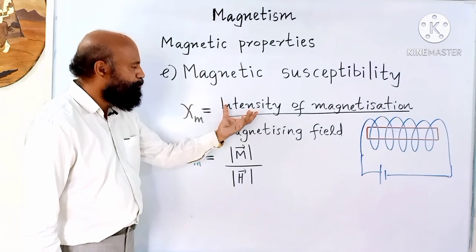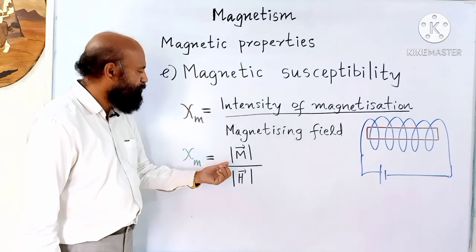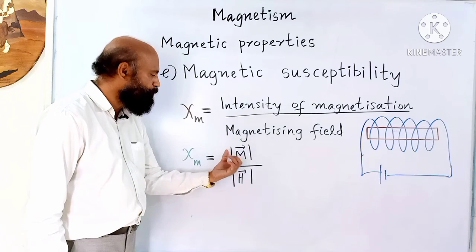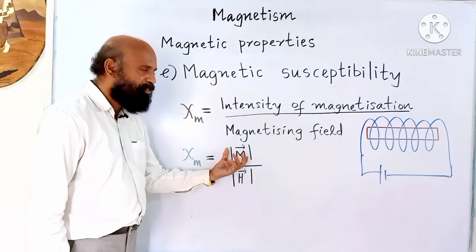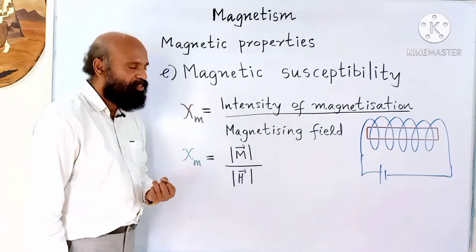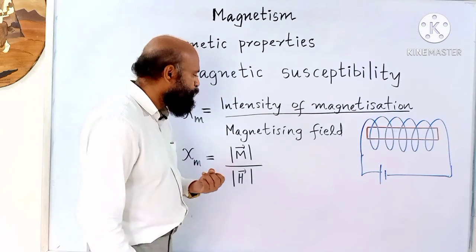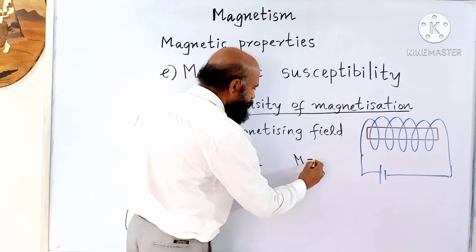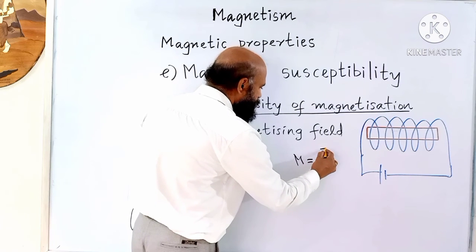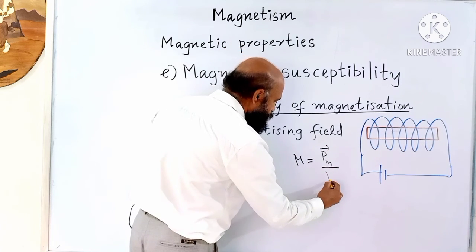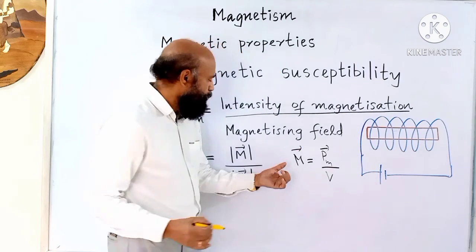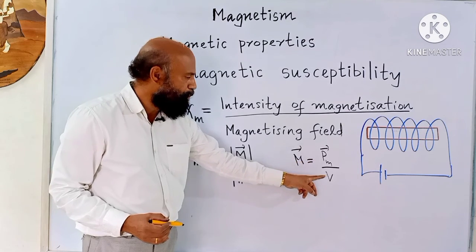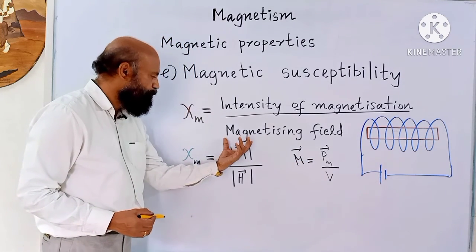Intensity of magnetization is denoted by the letter M. You take the magnitude of that. Intensity of magnetization is the dipole moment per unit volume. M is equal to Pm by V. Intensity of magnetization is the dipole moment per unit volume. You take the magnitude.